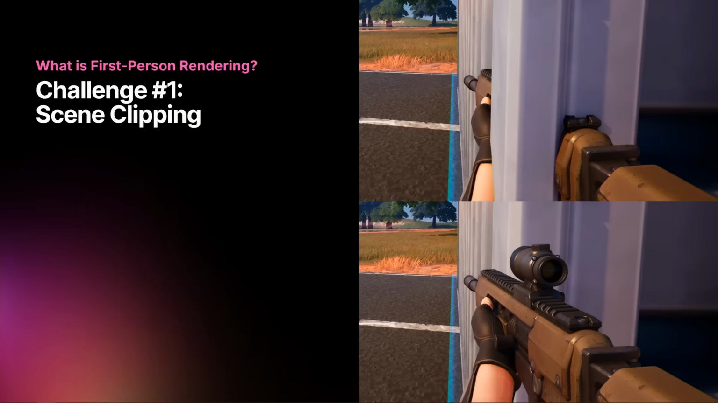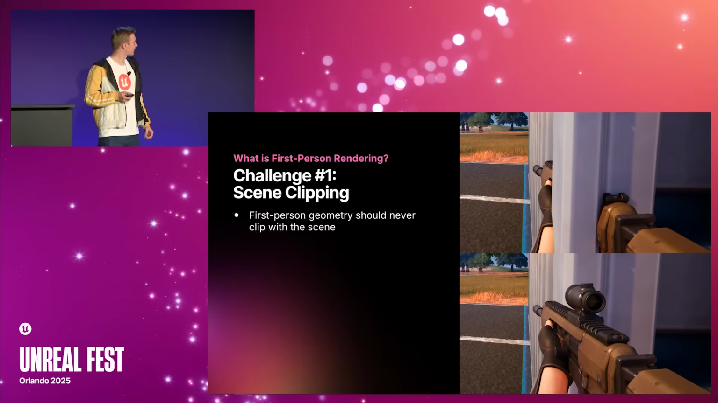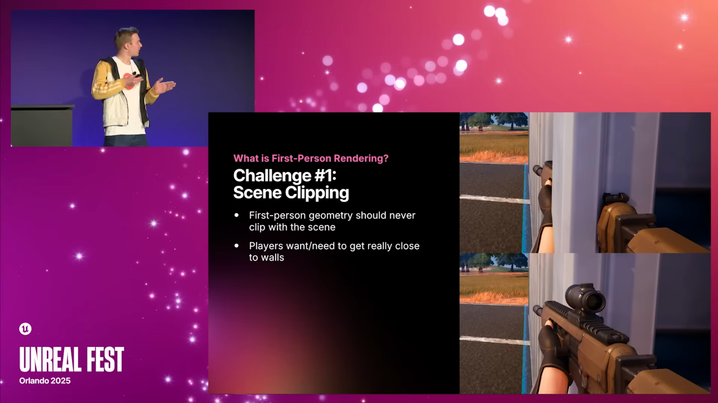So the biggest and probably the first challenge that you will run into is scene clipping. First-person geometry should never clip with the scene. This is an expectation that players have come to have over the last few decades, I suppose. And I put an example of this on these pictures. The top one is what you don't want to have, and the bottom one is what players would expect. They do want to peek around corners really tightly, and also they have to get really close to walls. We need to give them that leeway because in a way players are kind of clumsy.